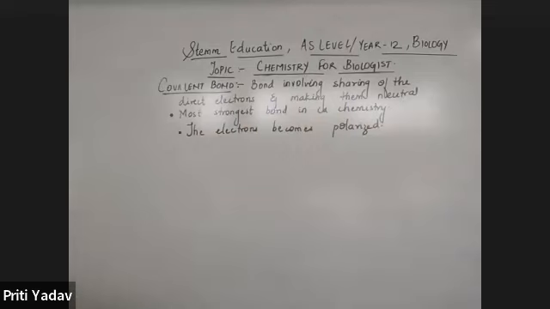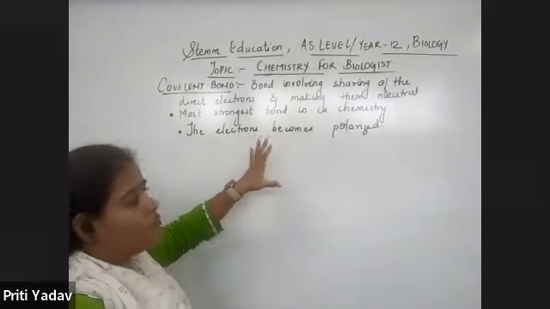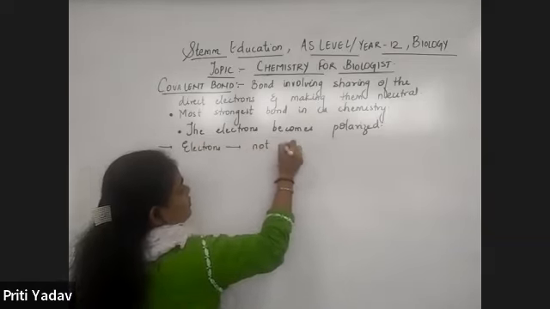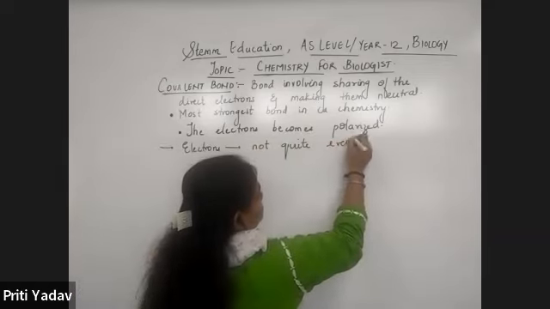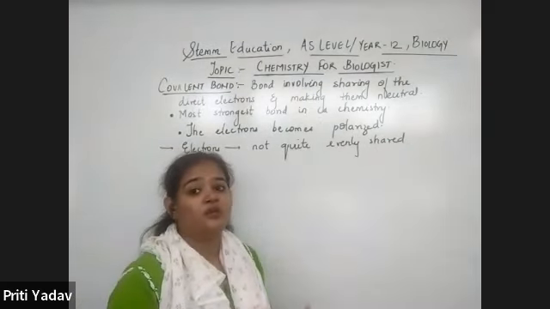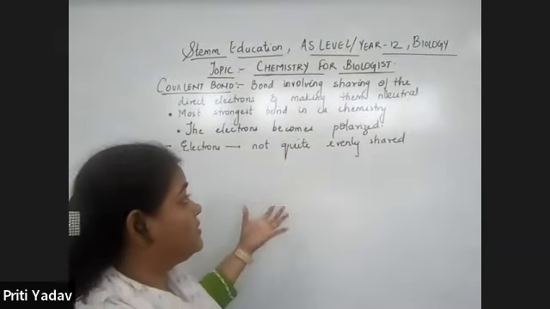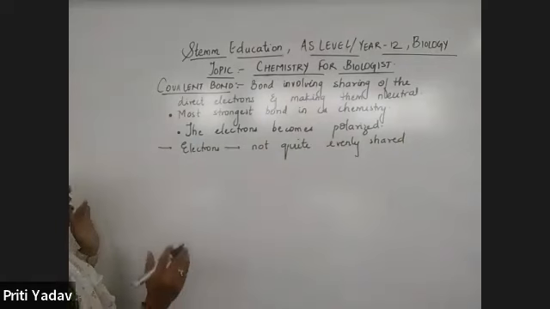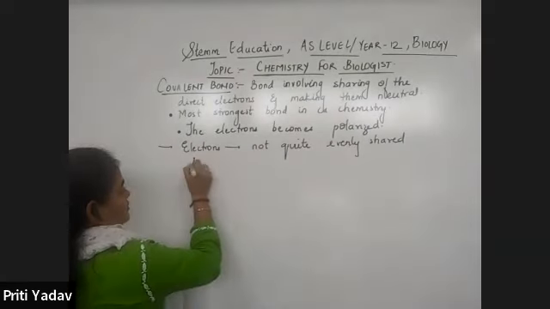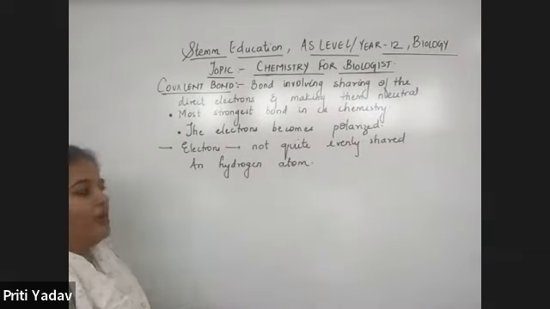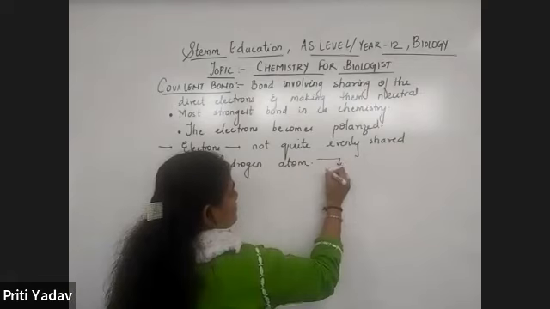Now, if we talk about this, what exactly does it become? In this, the electrons are not quite evenly shared, which means they are not shared equally. This is a different scenario. Now, we can take the best example of hydrogen. For a hydrogen atom, they become more stable.